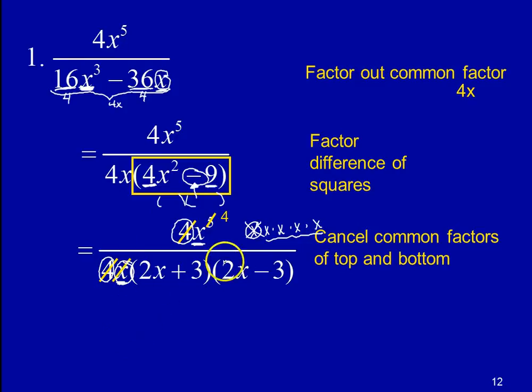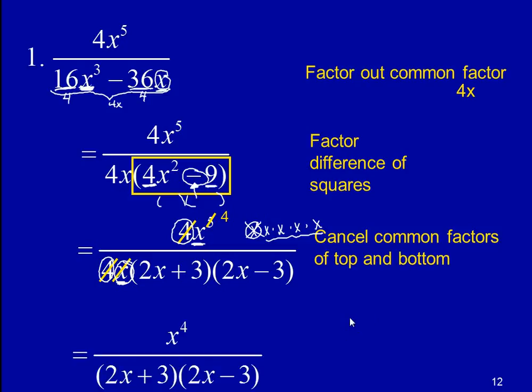So this 1 on the bottom cancels with 1 on the top, which means I still have 4 on the top. 2x plus 3, 2x minus 3, there's nothing up here to cancel those with. And notice that they're in parentheses, and that's going to be a key when we get to the harder questions. You can only cancel terms and factors. So I'd have to cancel a 2x minus 3 with another 2x minus 3. So there's nothing to cancel those with.